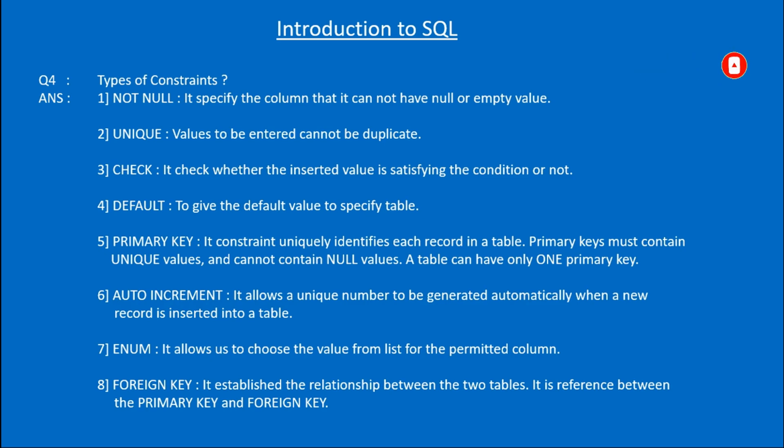And next is foreign key. It establishes the relationship between the two tables, and it is the reference between primary key and foreign key. So these are the constraints.